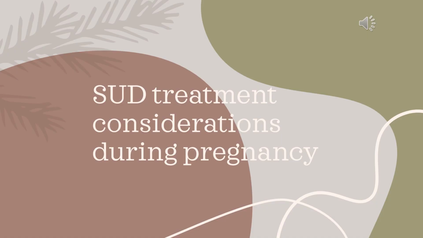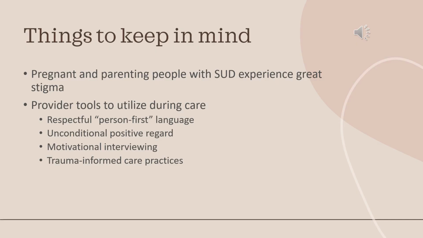So let's get started with the discussion surrounding substance use disorder treatment considerations during pregnancy. We're going to focus specifically on those for alcohol use disorder during pregnancy and opioid use during pregnancy. Pregnant and parenting people with substance use disorders experience a great deal of stigma, and it's important for us as providers to utilize tools that can minimize their reception of stigmatization, at least during their encounter with us. And so some tools that you can utilize are person-first language and unconditional positive regard.